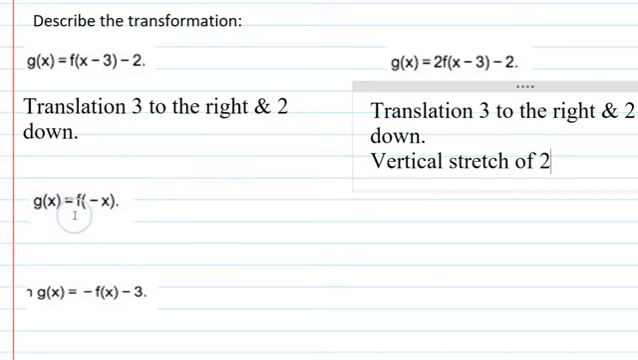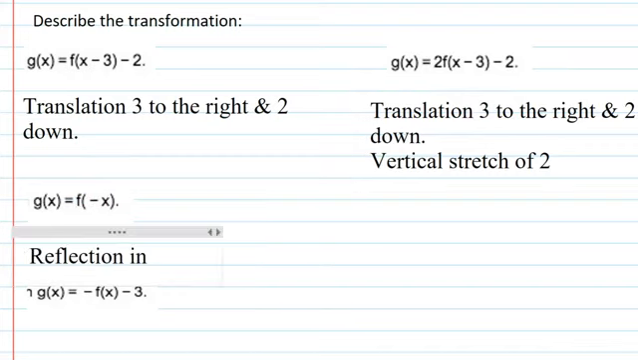The next one, g of x, is equal to f of negative x. Well, there's a negative on your x inside, so that means you're going to have a reflection. The reflection in which axis? The reflection in the y-axis. And the last one at the bottom, we have a negative in front of your function, so that's another reflection, and then the negative 3 on the outside. So you're going to reflect across the x-axis, and you're going to move 3 down.